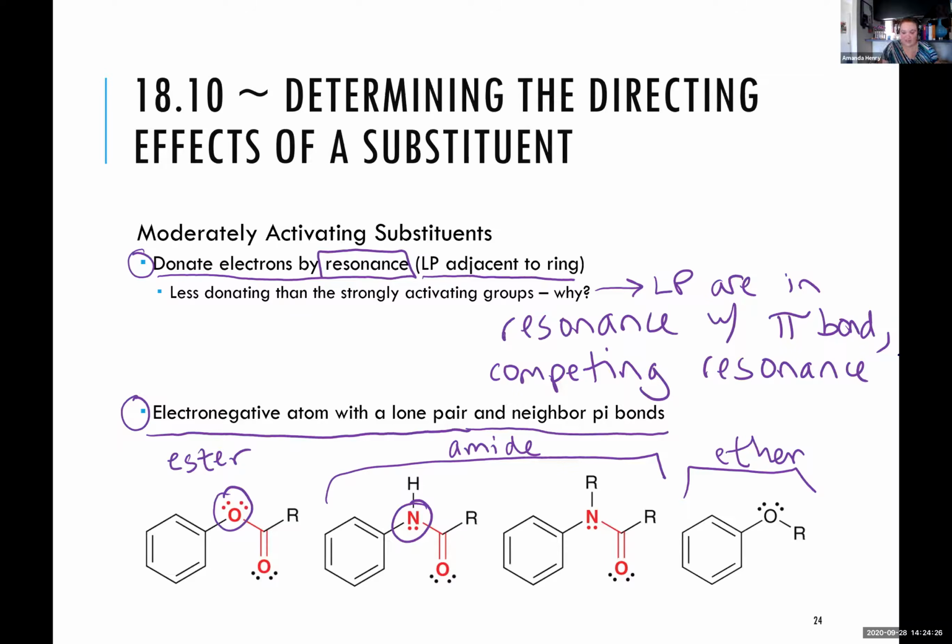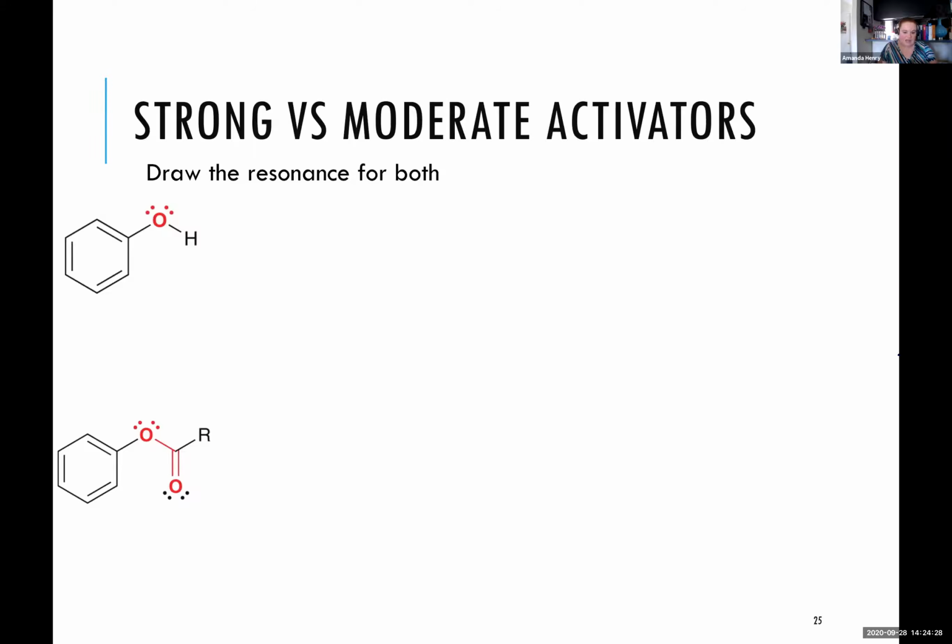All right, so let's look at some actual resonance then. We have our strong activator on the top here, our alcohol attached to our ring, our phenol, and then we have a moderate activator on the bottom, our ester.